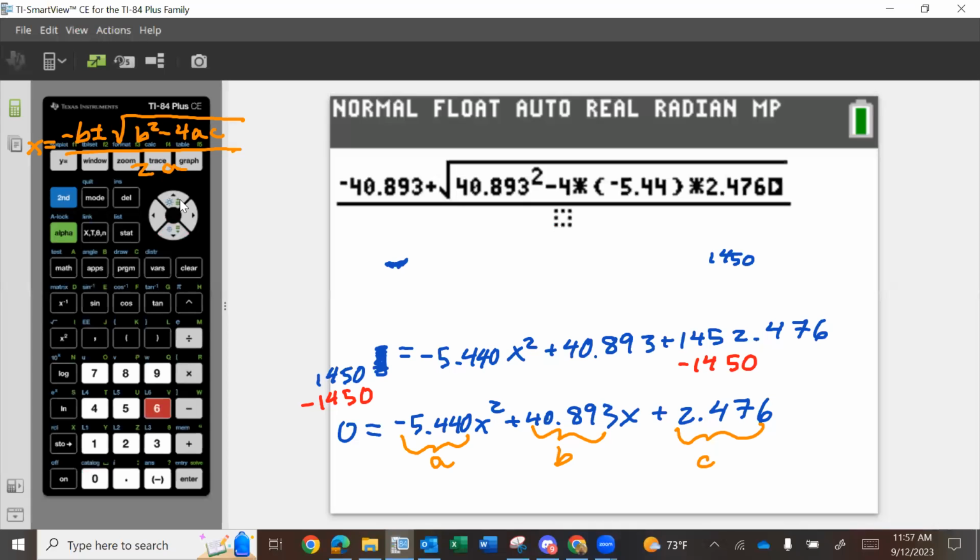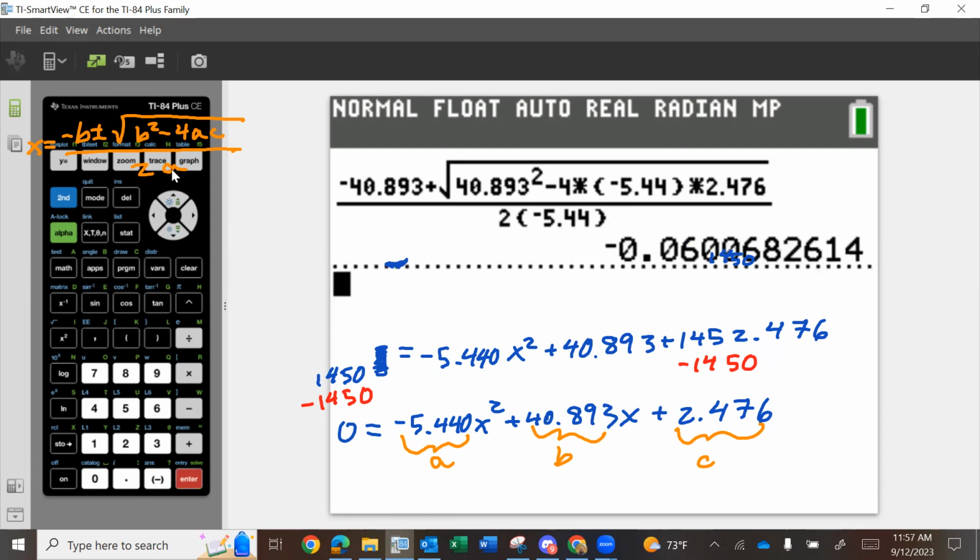Now we got to go down to the bottom. So I'm going to hit the down arrow, and I'm going to do a 2, and then I'm going to multiply that by a. So negative 5.44. Boom. So we got that.